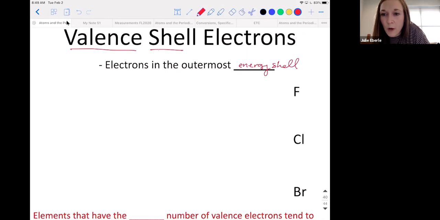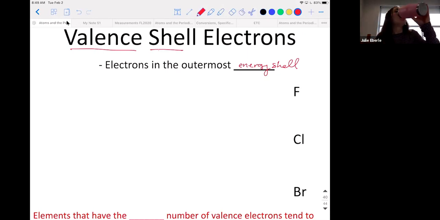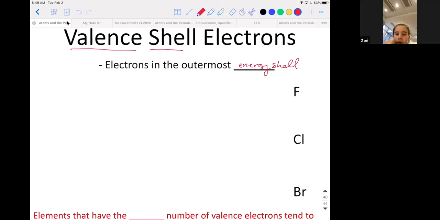Can anybody tell me what row in the periodic table fluorine is found on? What row is fluorine found on? That's what group it's in, Chelsea. It's in group 7A. I want to know what row. That means the horizontal row that it's on. The second. Thank you.